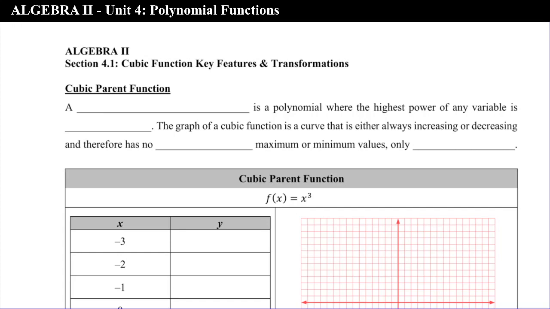Hello and welcome to the Unit 4, Section 1 video on cubic function, key features, and transformations. So we're going to start off by talking about what a cubic function is, and we're going to do that by talking about the cubic parent function.